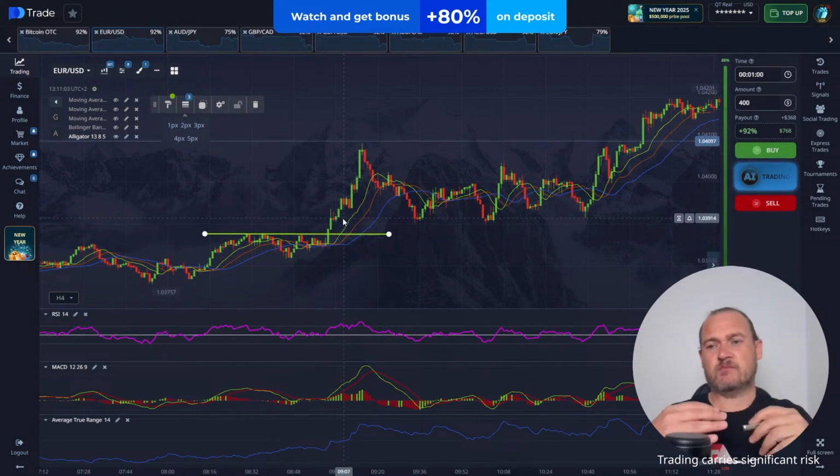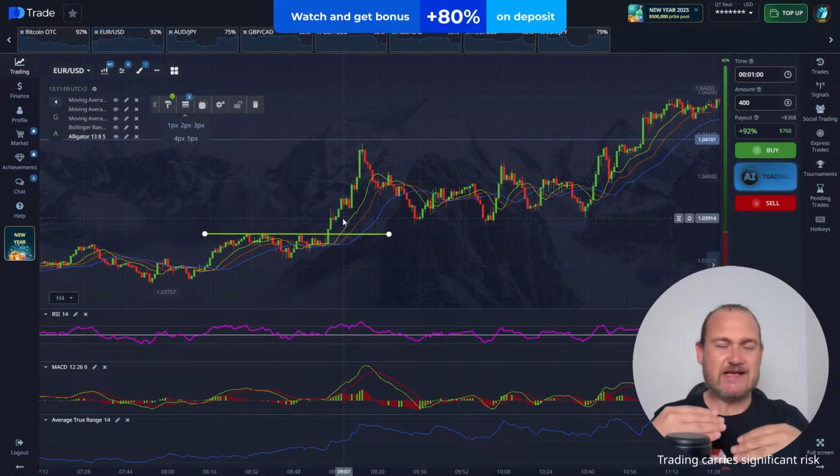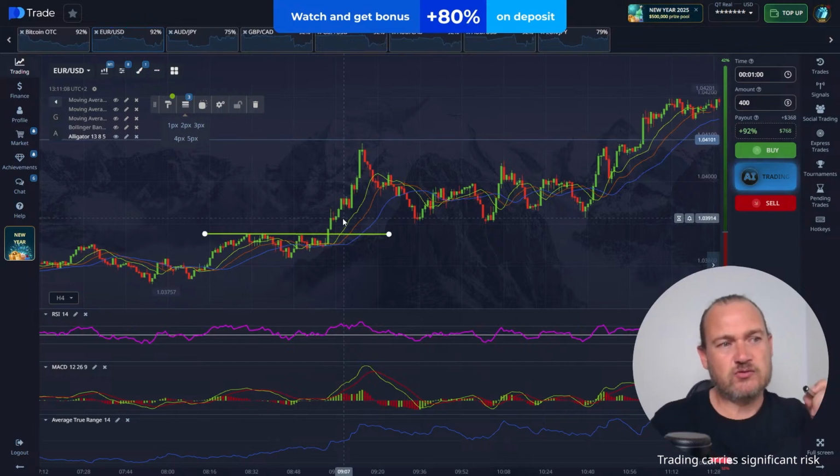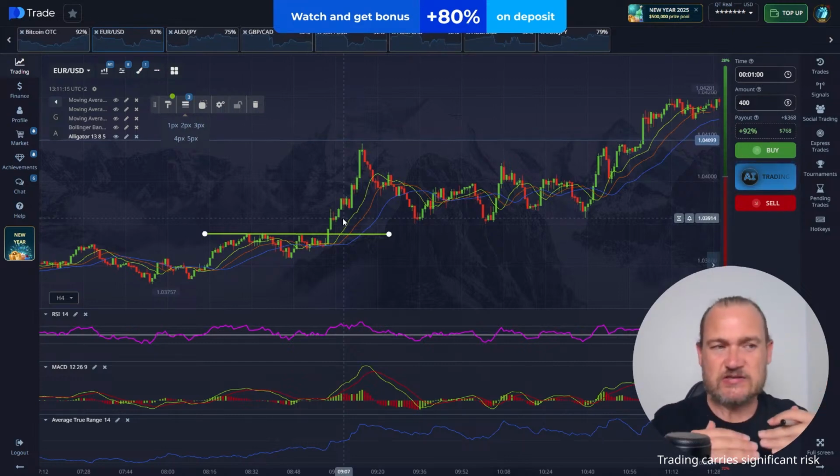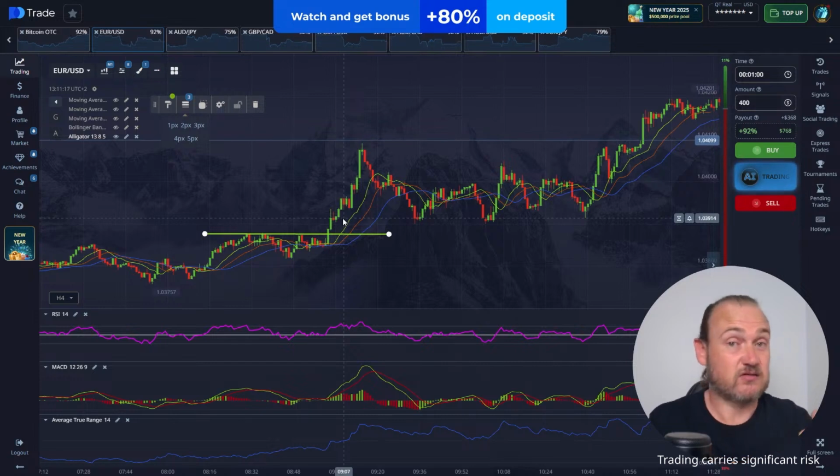Remember also that this is a trend indicator, and it is a lagging indicator. We do not take trades simply because the lines cross. This is one of those indicators you definitely can't use by itself.